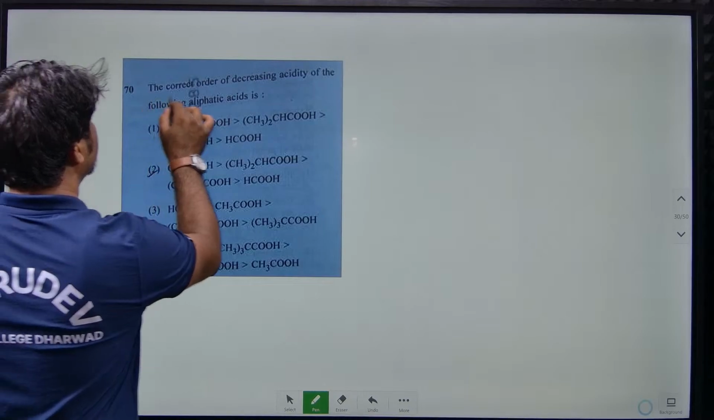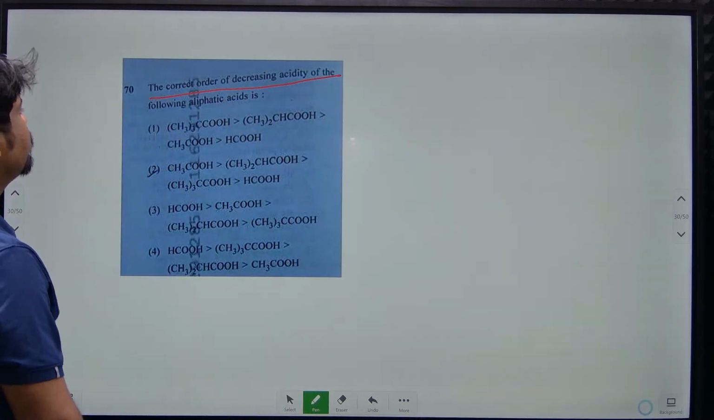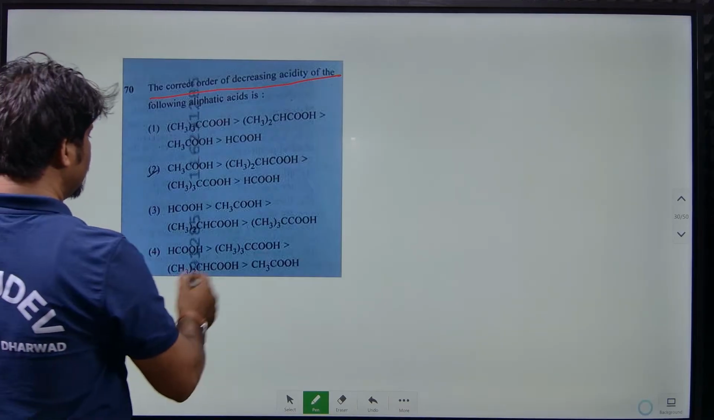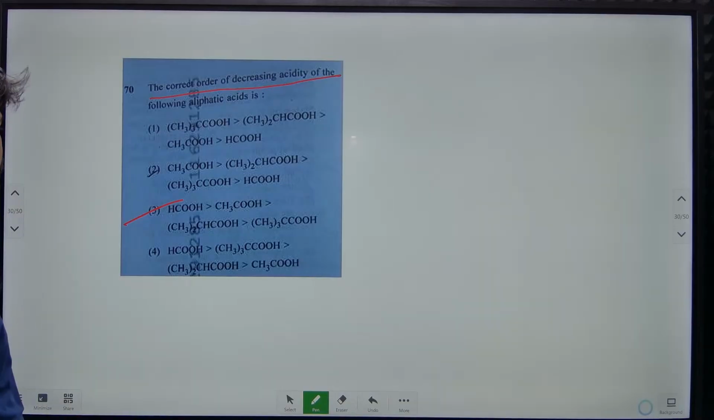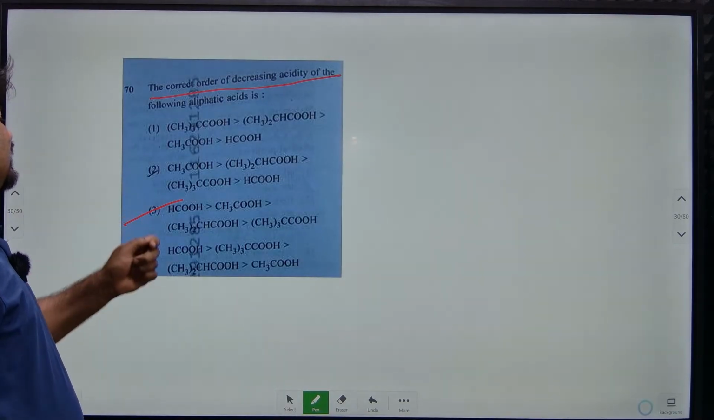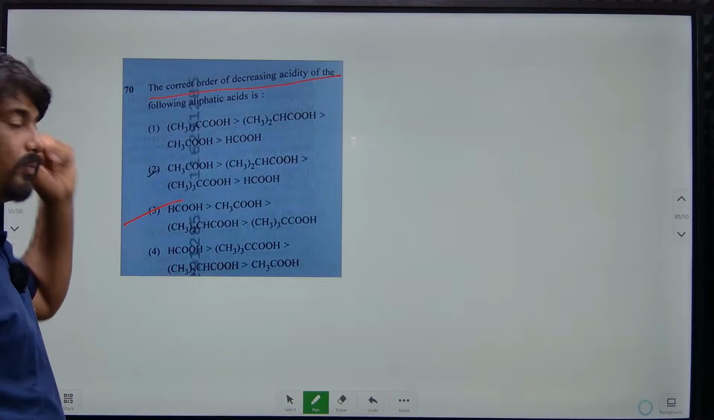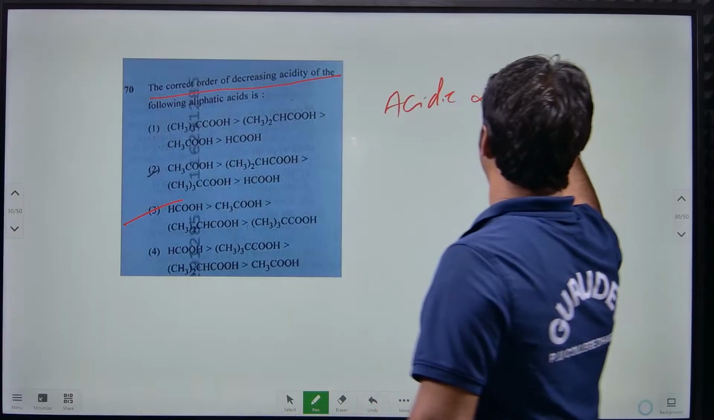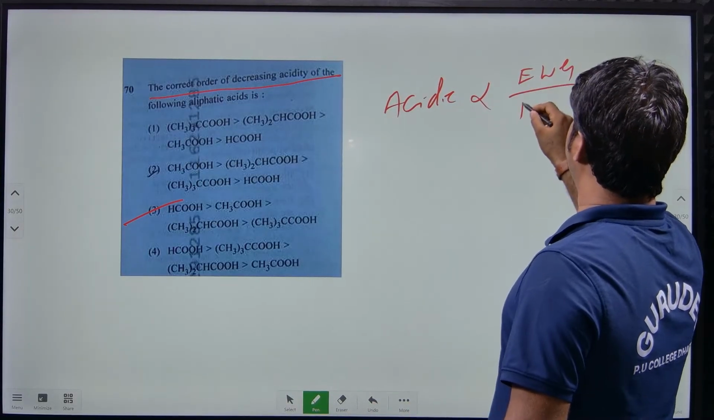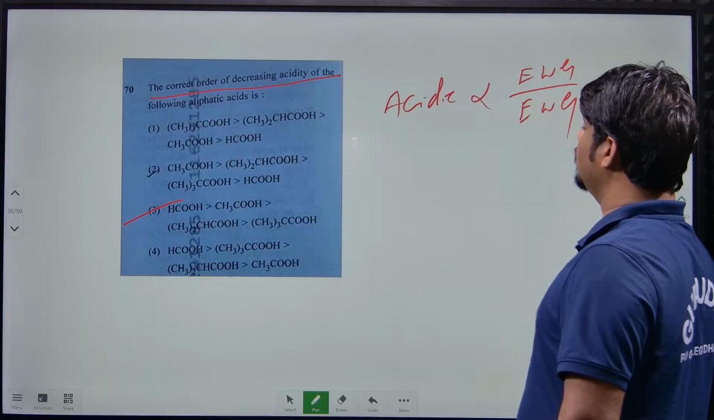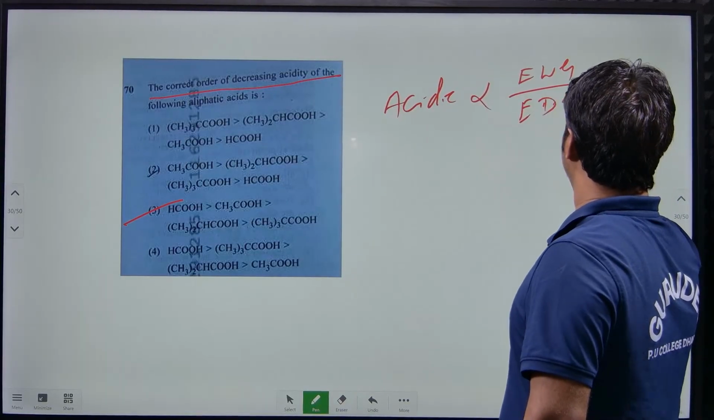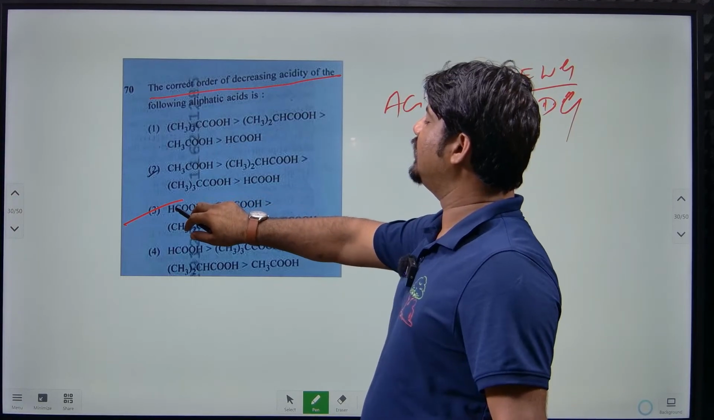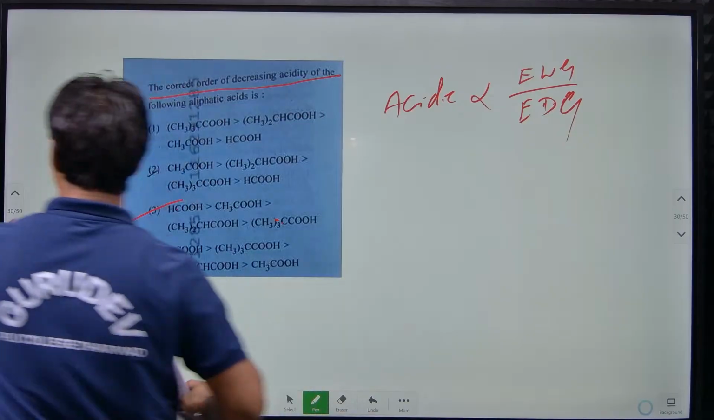Question number 70. The correct order of decreasing acidity of the following aliphatic acids. Among these, answer 3 is the right answer, because acidic strength is directly proportional to the electron withdrawing group and inversely proportional to the what? Electron donating group. Here, greater the electron donating, lesser the acidity; lesser the electron donating, more acidic. So answer 3 is the right answer for the question.